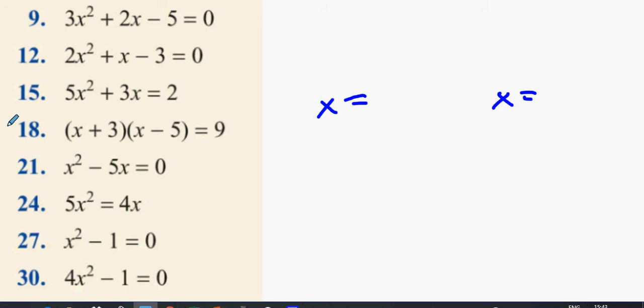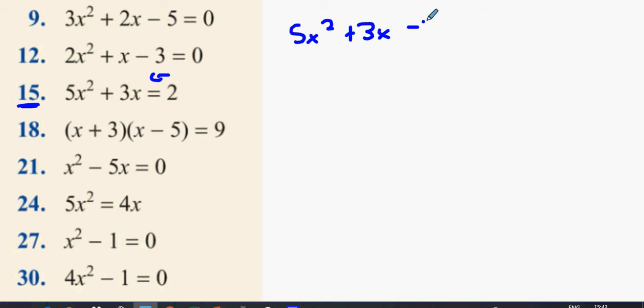I'm going to do question 15 to begin with, purely because question 15 is exactly the same as question 9 and question 12. Except what's the only difference? The 2 is on the other side, so I'm quickly going to fix that. I'm going to say 5x squared plus 3x minus 2 equals 0. So you can see that question 15 now looks exactly like question 9 and question 12.